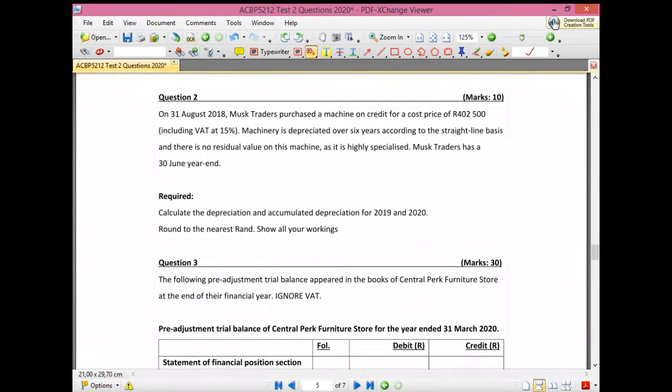Okay, so for question 2, it's a short question. It's 10 marks. So what they ask you is to calculate the depreciation and cumulative depreciation for 2019 and 2020. So they want you to do both years.